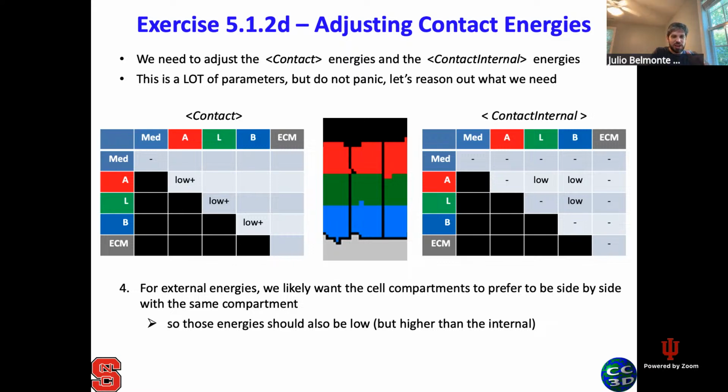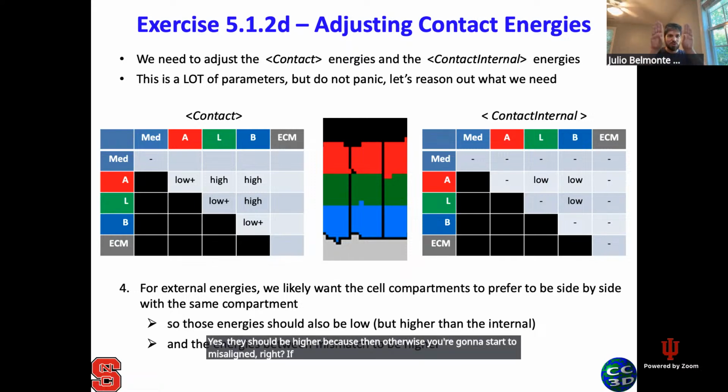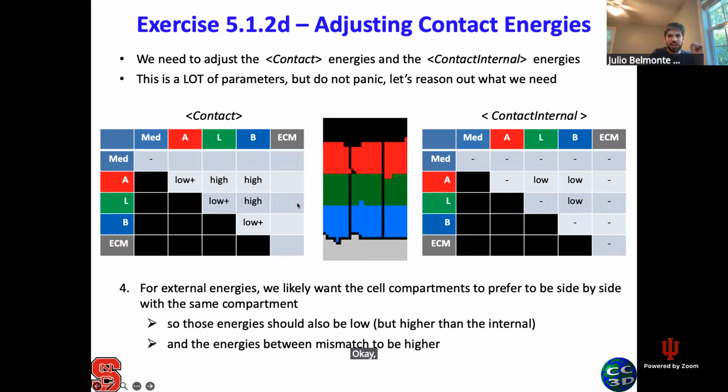Gabriel said that should be higher. Yes, they should be higher because otherwise you're going to start to misalign, right? If they're low, they start to misalign. You have to couple A, L, and B, so it's going to be a nice epithelium. So the epithelium does not extrude one side from the other. Okay, so they should be high.